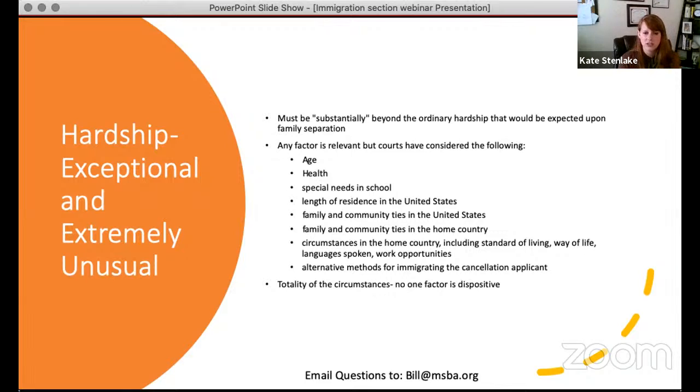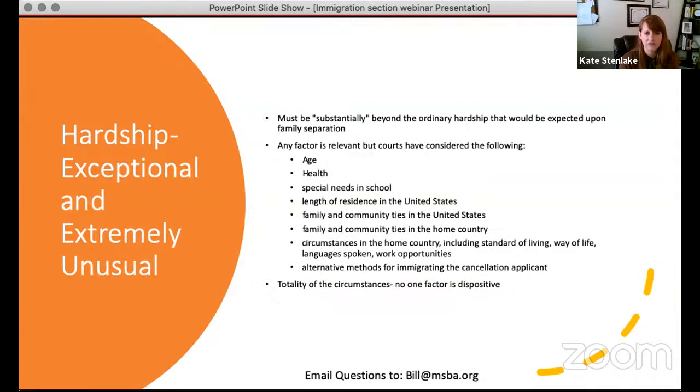There are certain factors that have been held in case law to be considered, such as age of the qualifying relative, health, special needs in school, length of residence in the United States, family and community ties, both in the United States and in the home country, circumstances in the home country, such as standard of living, way of life, languages spoken, work opportunities, and if the client has any other ways of immigrating to the United States, such as through an I-130 petition, that sort of thing.